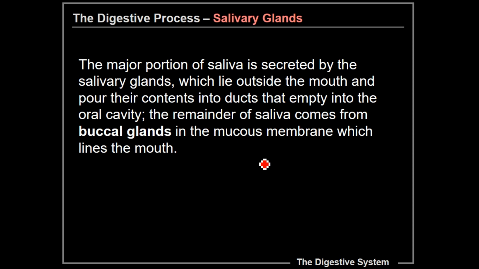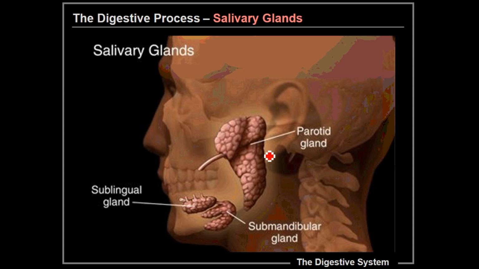Remember, buccal is one of the acceptable terms for the mouth. So it comes from the buccal glands in the mucous membrane, which line the mouth. So some saliva is secreted just from the lining of the mouth, but most of it is going to come from those salivary glands. And let's take a look and see where they are. So you have a few.